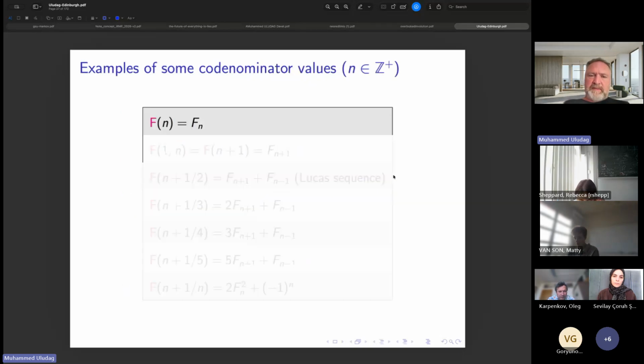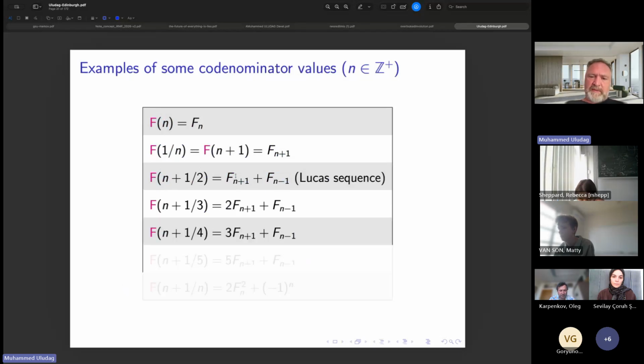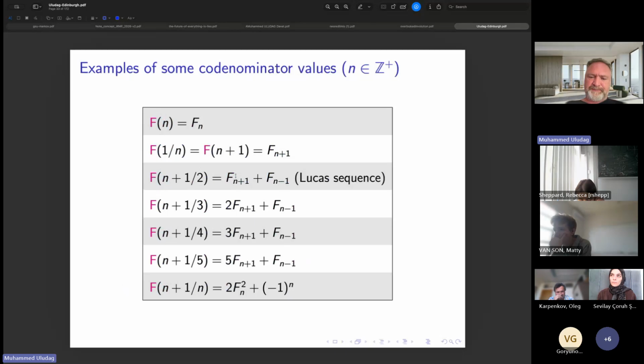Well, let us see some further codenominator values. As we have just shown, f of n equals the nth Fibonacci number. f of 1 over n is the n plus 1 Fibonacci number. f of n plus 1 half equals the n plus 1th Fibonacci number plus the n minus 1th Fibonacci number, which is called the Lucas sequence, by the way. And we can compute some other values like this.